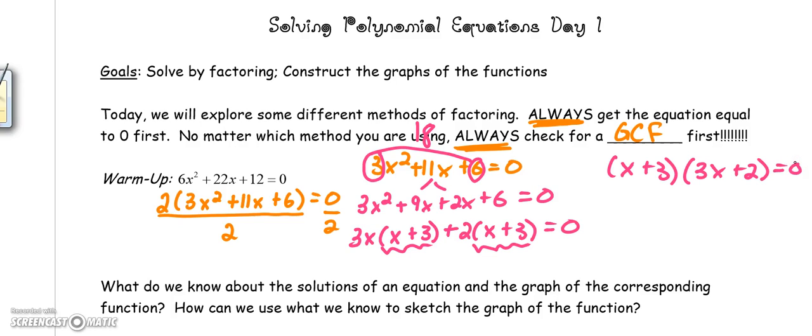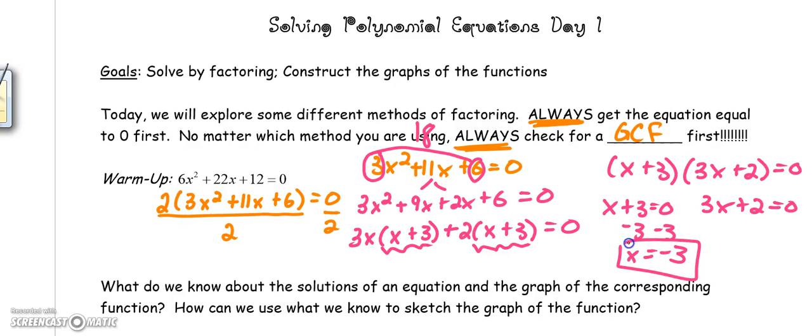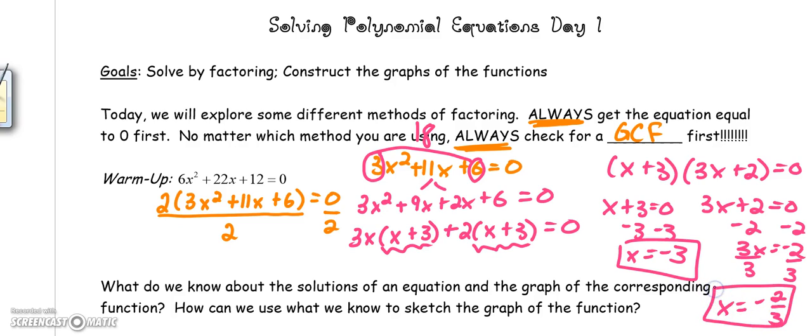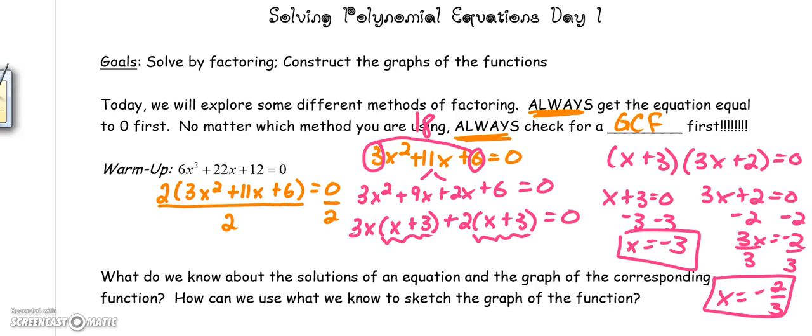To finish solving, now that I'm factored, I can go ahead and use the zero product property. So x plus 3 equals 0, and 3x plus 2 equals 0. So if I subtract 3, I have x equals negative 3. And over here I need to subtract 2, so 3x equals negative 2. Divide by 3, and x equals negative 2/3. I went through that problem a little quickly because that is a review. We did that in the last unit. I just want to give you guys a little refresher.